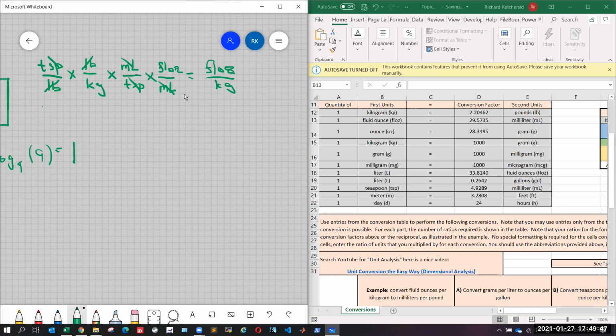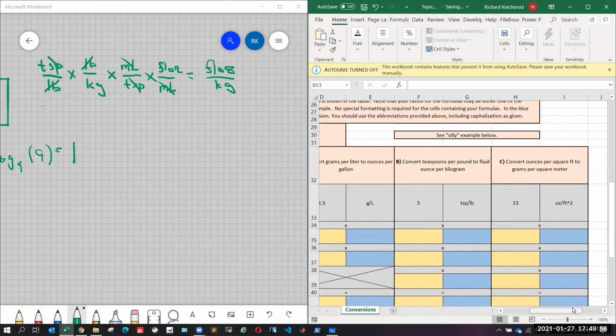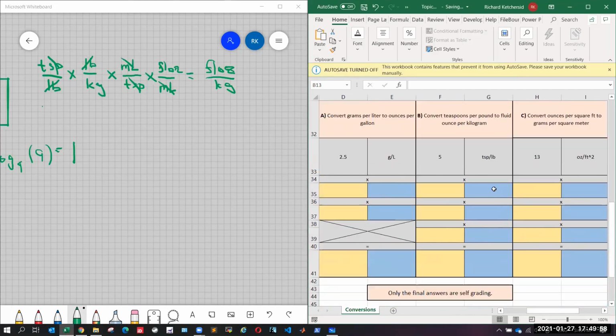Now that I've done that, I'm literally just going to go back into my table down here and write that down. In other words, I'm going to write down the units. I'm going to fill out this part before I even look at this part. So here I went pounds per kilogram, which is one of the things I'm going to multiply by.